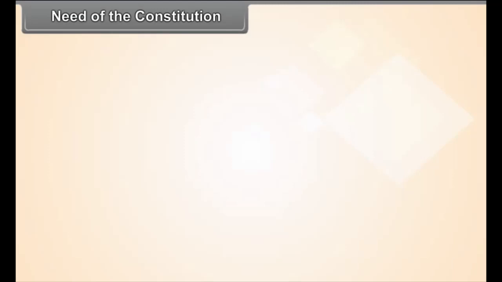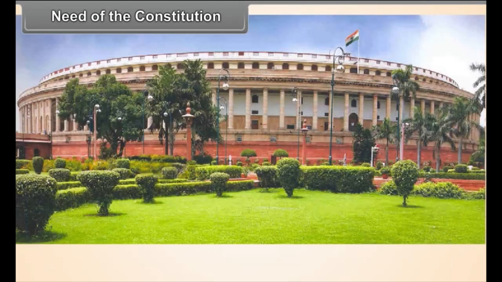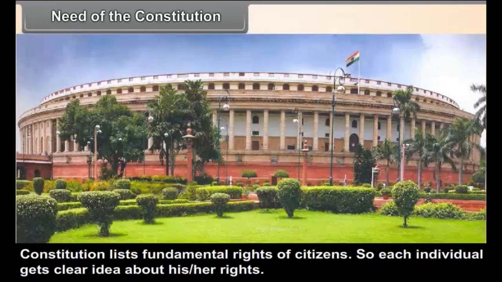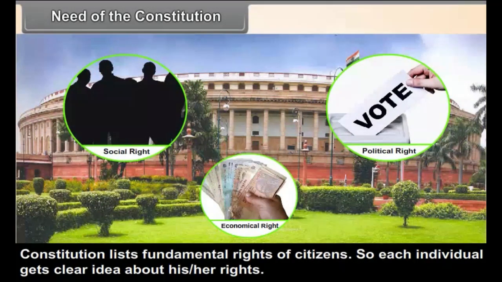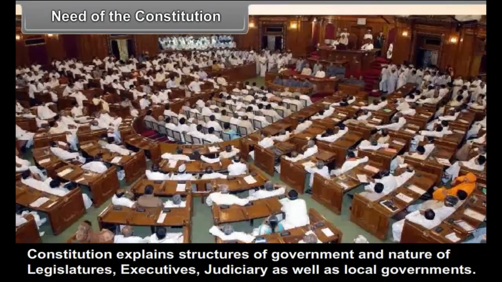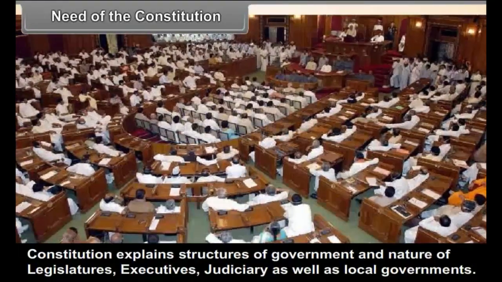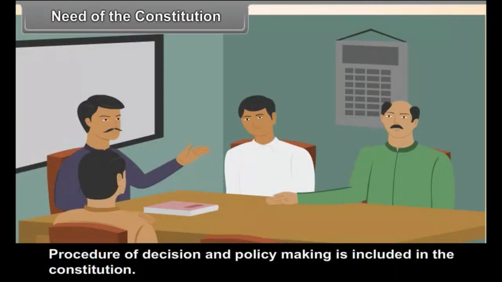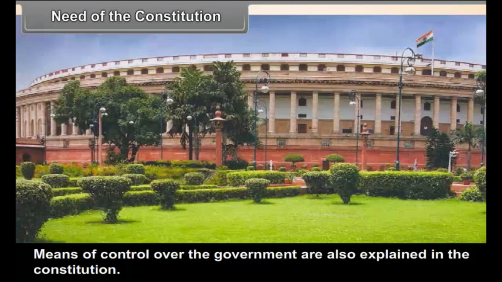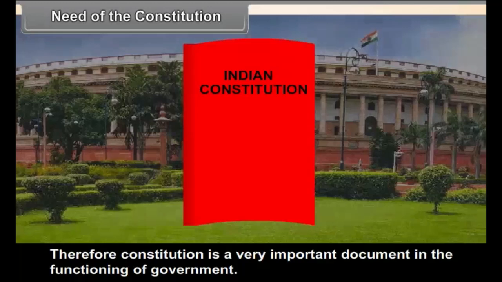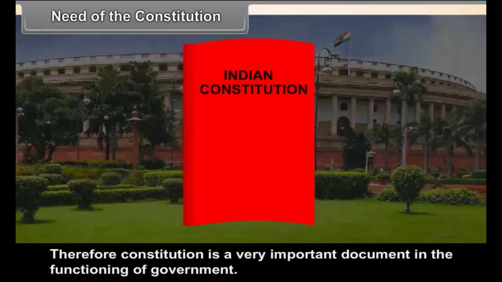What is Constitution? B. Need of the Constitution. Constitution lists fundamental rights of citizens. So, each individual gets a clear idea about his or her rights. Constitution explains structures of government and nature of legislatures, executives, judiciary as well as local governments. Procedure of decision and policy making is included in the Constitution. Means of control over the government are also explained in the Constitution. Therefore, Constitution is a very important document in the functioning of government.